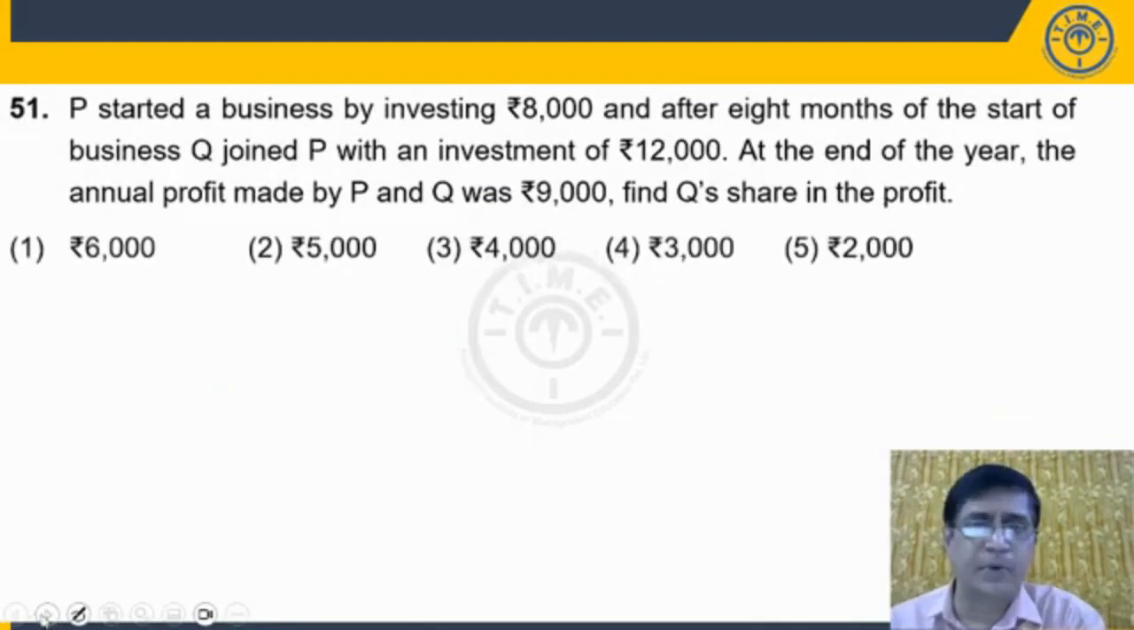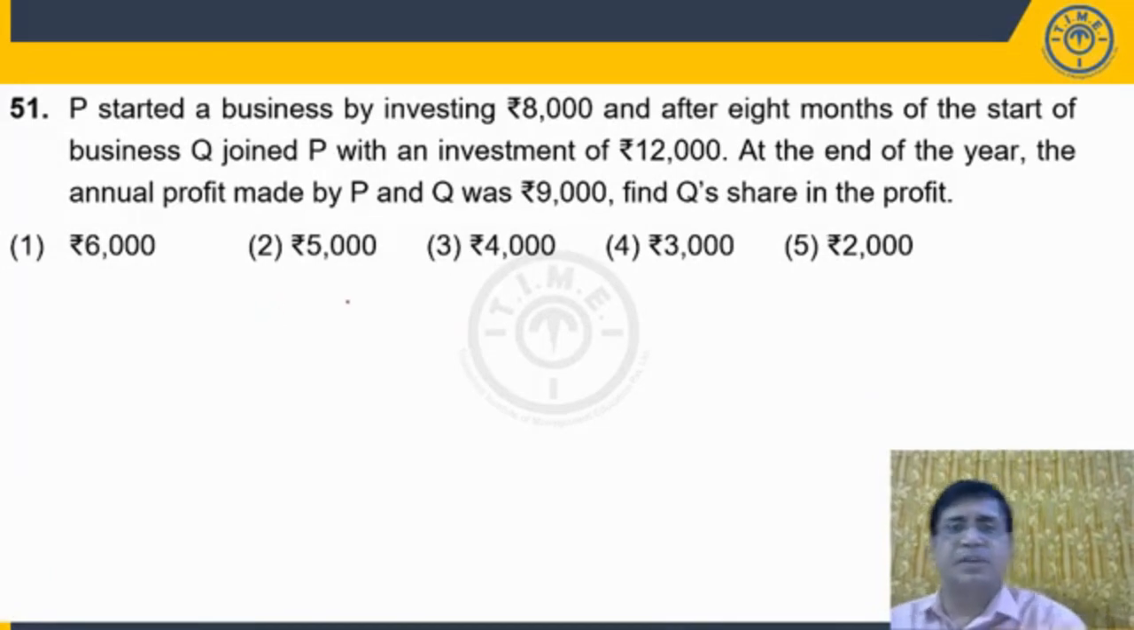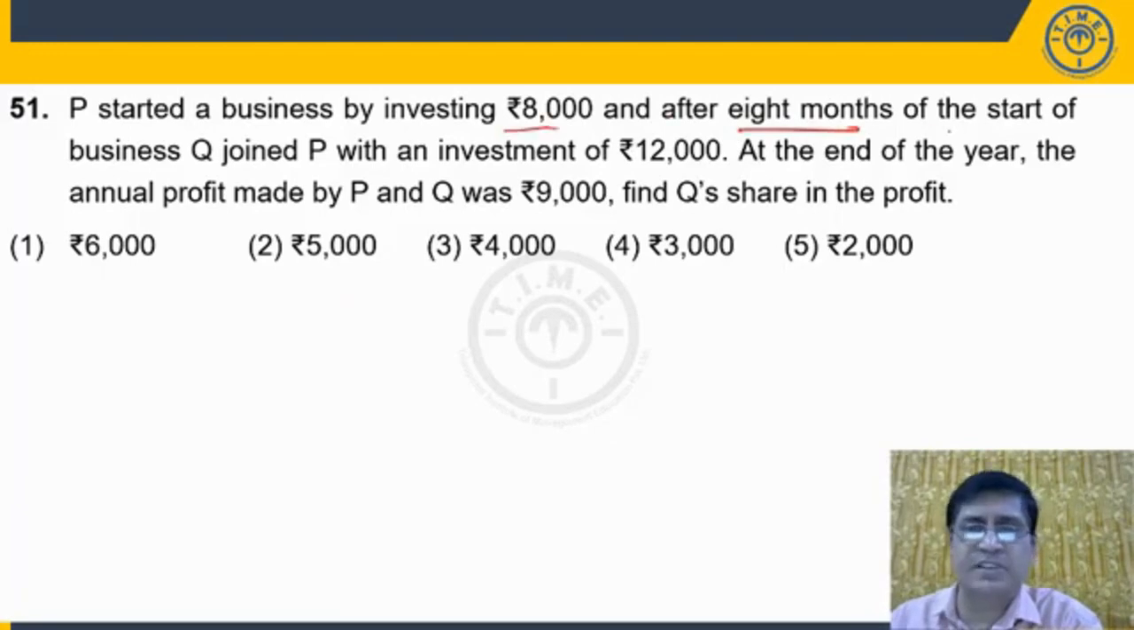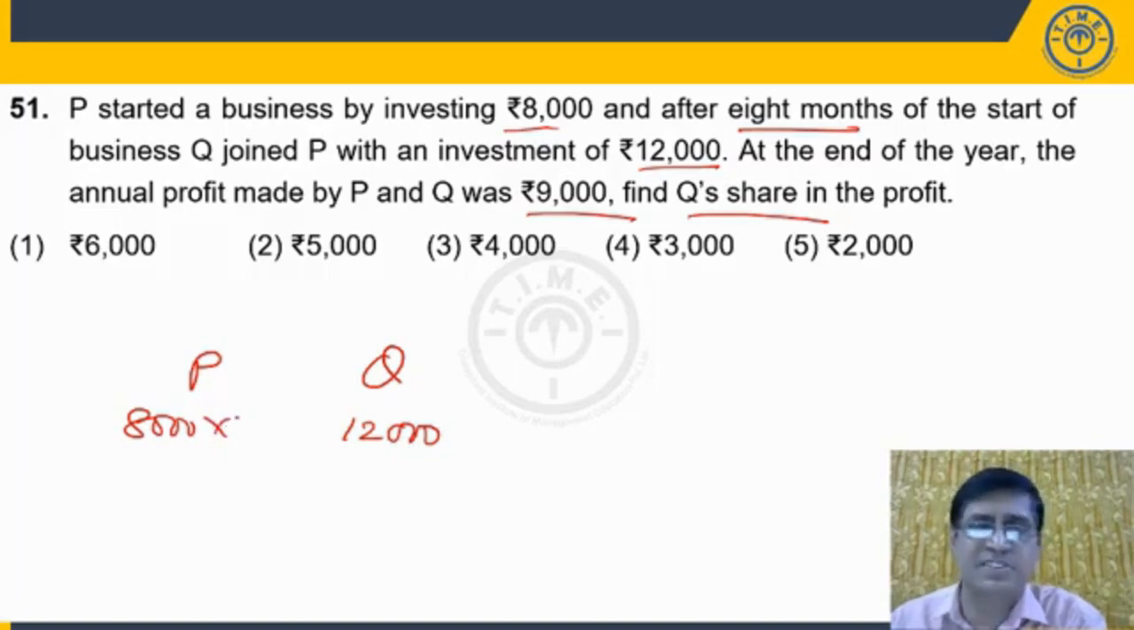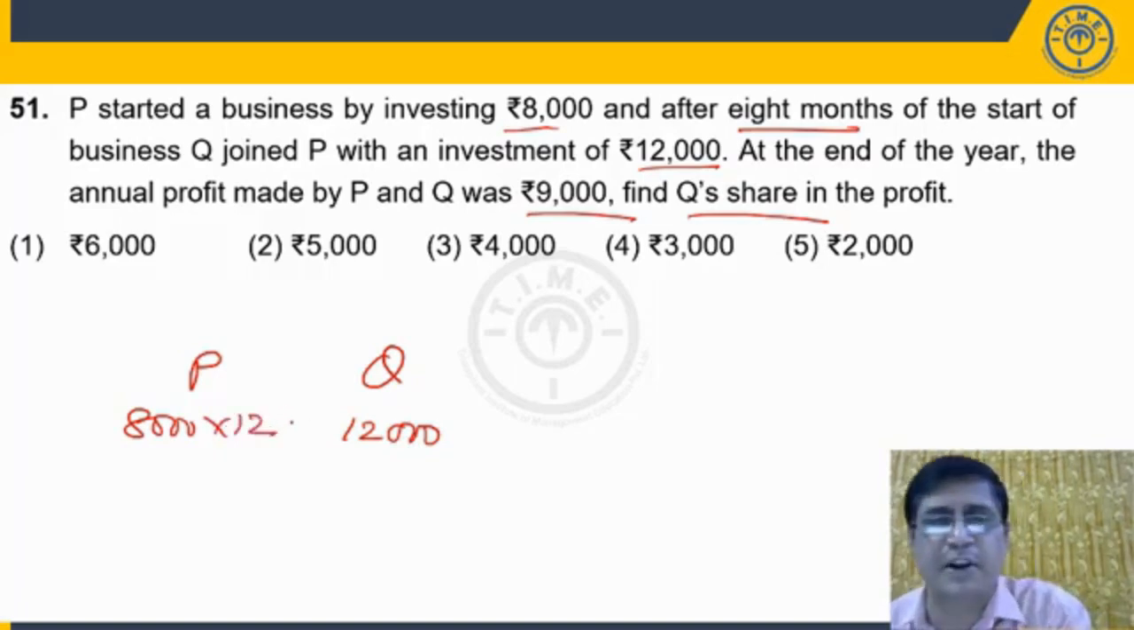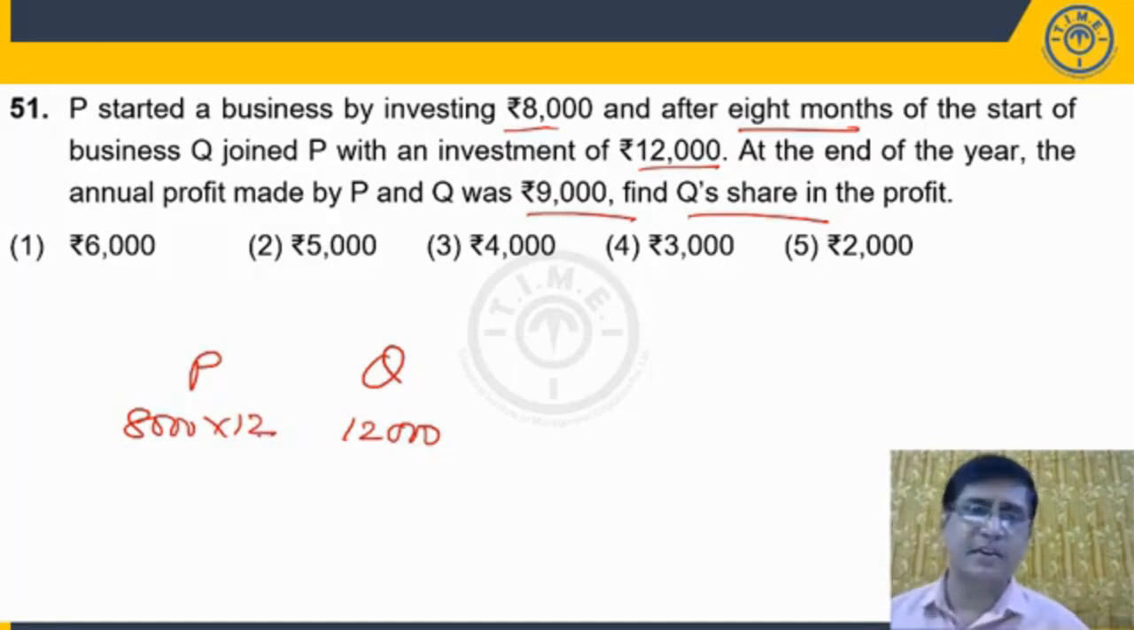Now, look at the next example on your screen. P started a business by investing rupees 8,000. After 8 months of the start of the business, Q joined P with an investment of 12,000. At the end of the year, the annual profit made by P and Q was 9,000. The share of Q is to be found. Who started first? P started, so he invested from beginning to end, so the total time is 12 months.